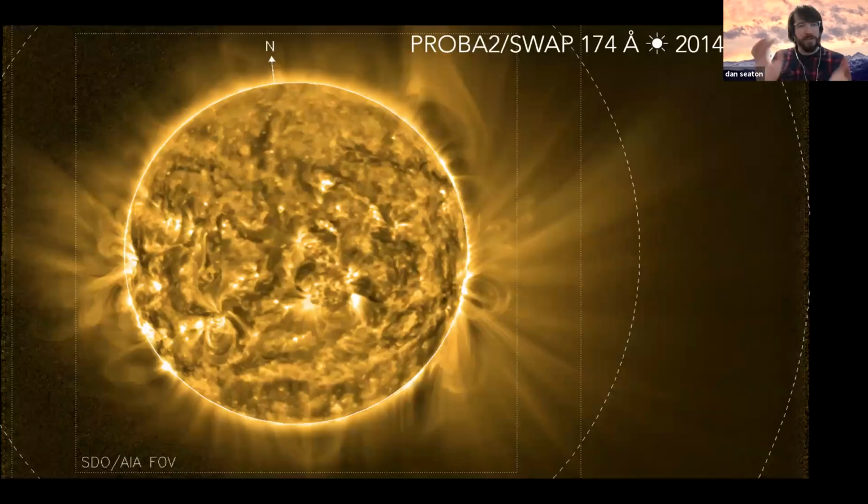And we were able to do this with Proba 2 a little later with some Proba 2 off points, showing the same region as it rotated to the other side of the sun. These very large fan-like structures had persisted and were again visible out to 3 solar radii. And this set the stage for what I think is the new frontier now that we're getting into with large field of view EUV imaging in general.